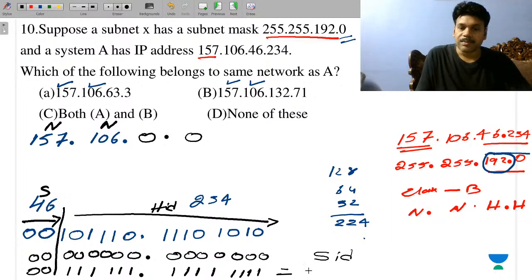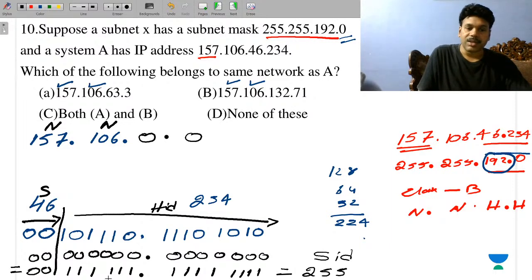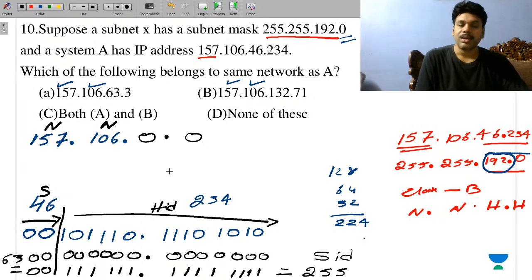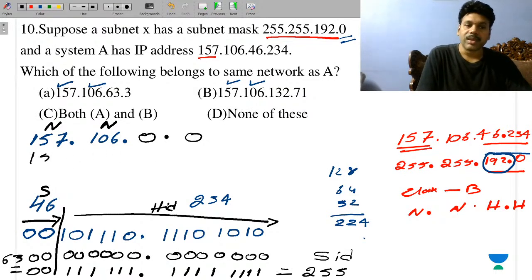This is your 255 last octet, and this is your last 6 ones, 2 power 6 minus 1. It is nothing but 63. So you got 157.106.63.255 as your broadcast address.